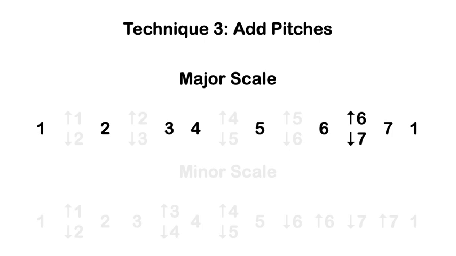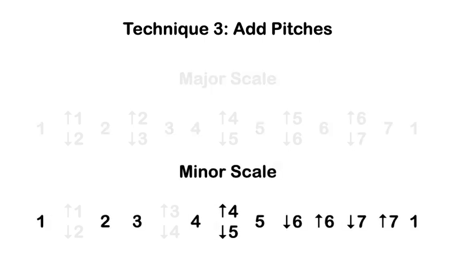And it sounds like this. 1, 2, 3, 4, 5, 6, 7, 1. Oftentimes this is presented in its descending form. 1, 7, 6, 5, 4, 3, 2, 1, in which it's called a dominant bebop scale. A lot of the bebop scales, jazz-derived scales, will use these added pitches in them in order to create a new sound landscape. So I can also do this with a minor scale.